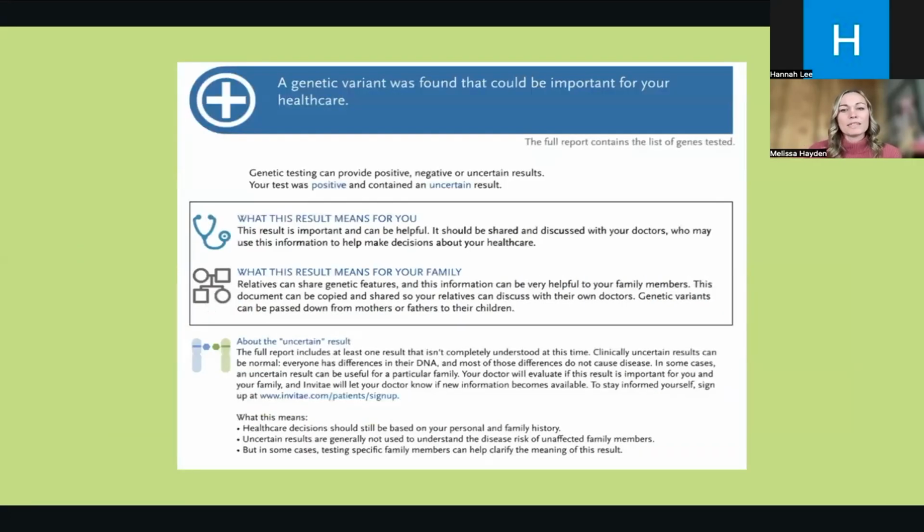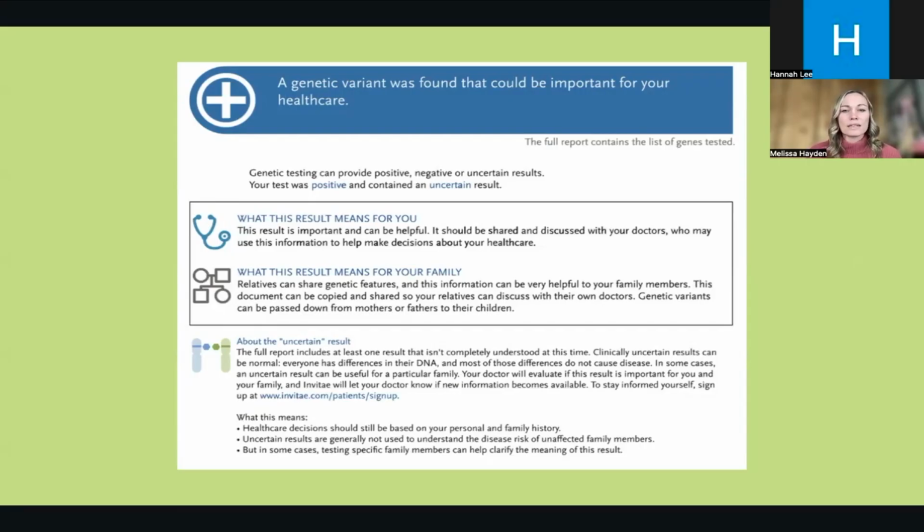In this example, you can see that the first sentence includes a positive and uncertain result, meaning that there was a variant found giving us a positive test result, but it was a variant of uncertain significance. It gives a statement about what this result means for you, stating that a clinician can use this information to make decisions regarding diagnosis and management. It also discusses how these changes can sometimes be found within families and how information can be used to clarify the meaning of this variant further.